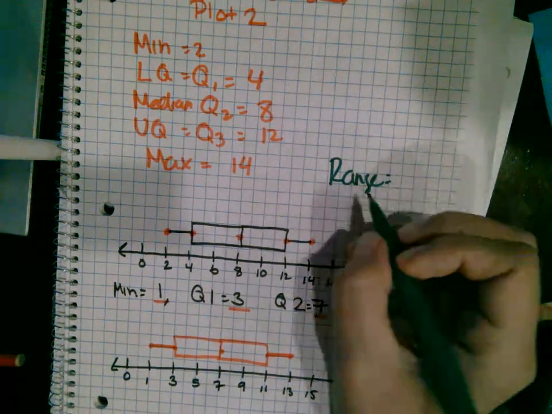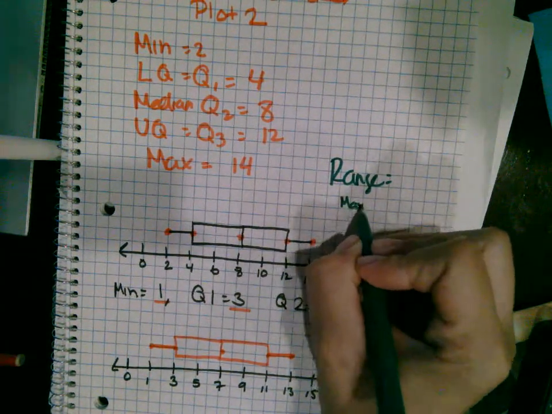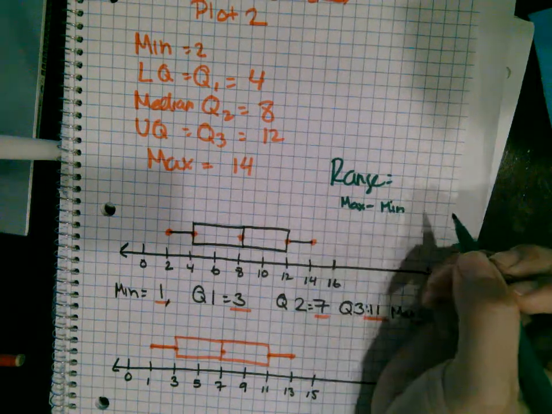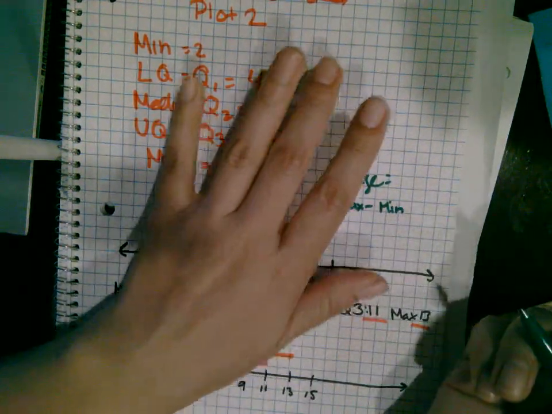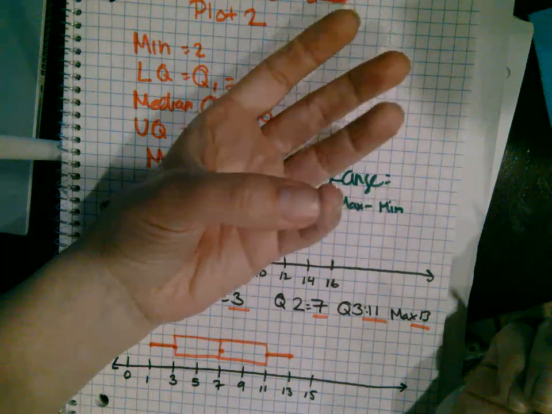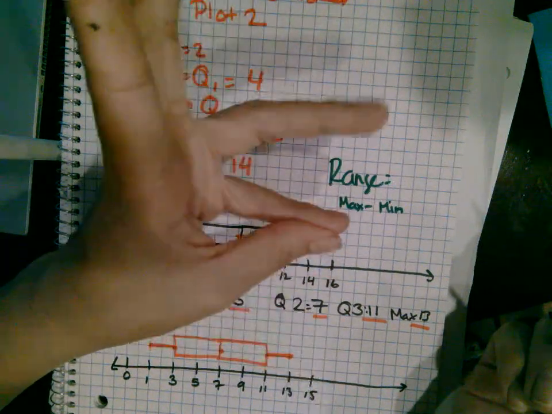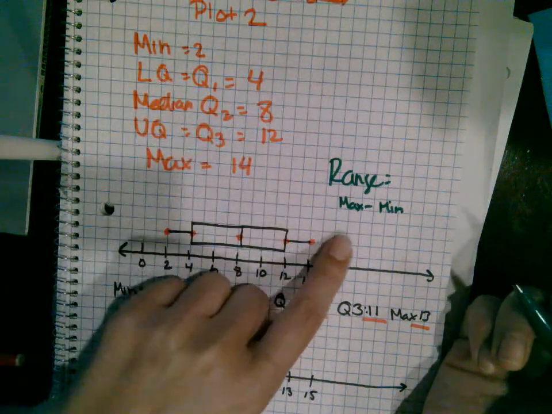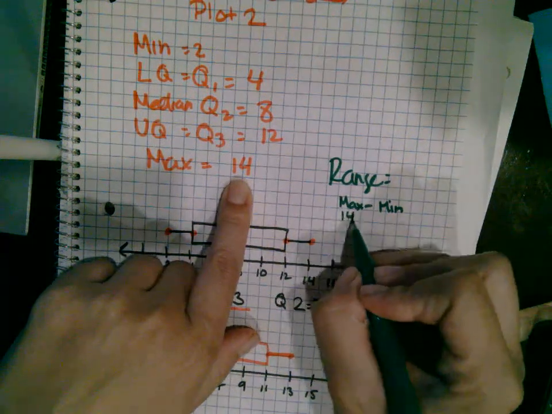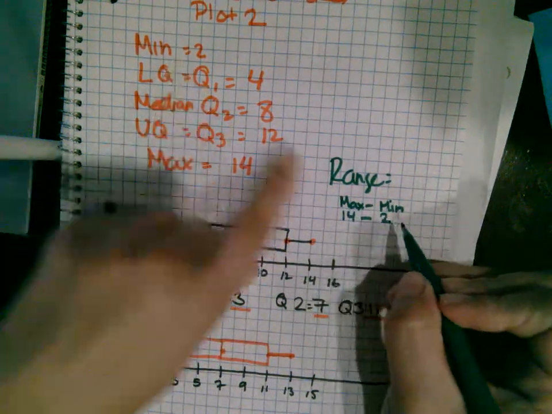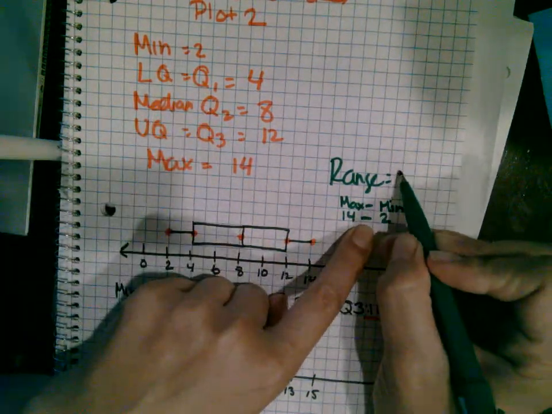So your range is your maximum minus your minimum. When it comes to your left hand, I like to think of it like, okay, this is my range. I touch these two, it's my range. This is like my range of my hand. So the maximum here was 14 minus the minimum is 2. So 14 minus 2, the range is 12.